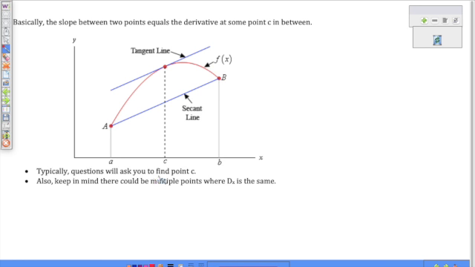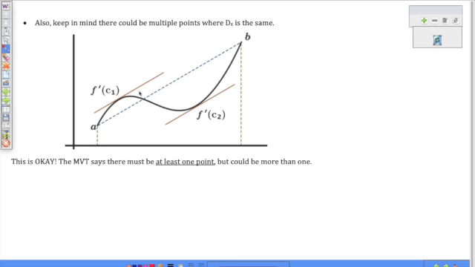Typically, questions are going to ask you to find this magic point right here, the x value where this occurs. So keep in mind there could be multiple points where the derivative is the same, and we just saw that on the sketch pad that I just showed you. So here's another example where there's 2 points, and this actually looks very similar to the sketch pad that we just had. So it's okay if it happens more than once. Mean value theorem states that there must be at least 1 point. So it could obviously be more than one.